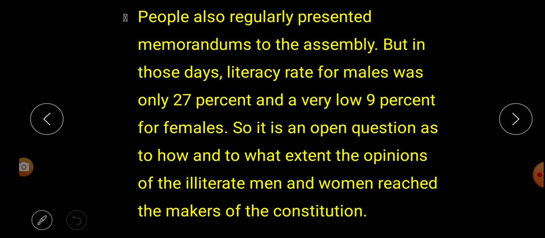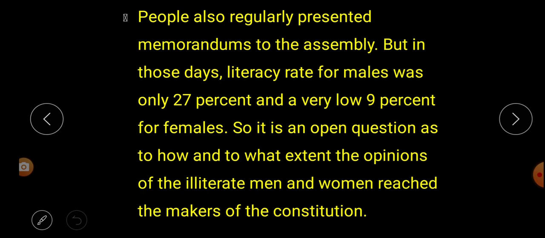So this is the process of how the Indian constitution was made and prepared. Hope all of you understood the process and functions of the Indian constitution, what the methods were, who the committees were, and what the readings were. Everything we have discussed in this class.